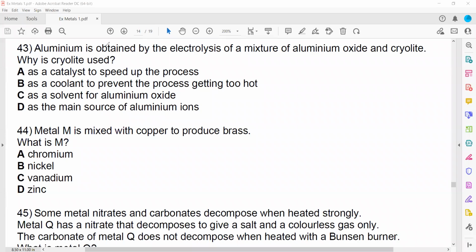Aluminium is obtained by electrolysis of a mixture of aluminium oxide and cryolite. Why is cryolite used? What is the purpose of the cryolite? Is it used as a catalyst? No. As a coolant? Coolant means something which removes heat energy. That is also wrong. As a solvent for aluminium oxide, that is true. And not the main source of aluminium ions. So C is the right answer. The purpose of the cryolite is to act as a solvent, lower the melting point, and increase the conduction of the electrolyte.